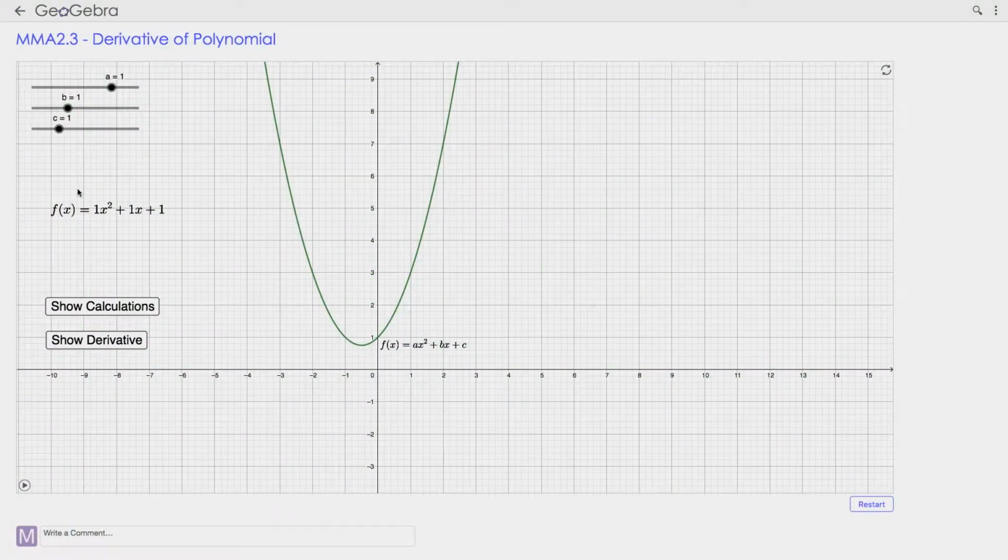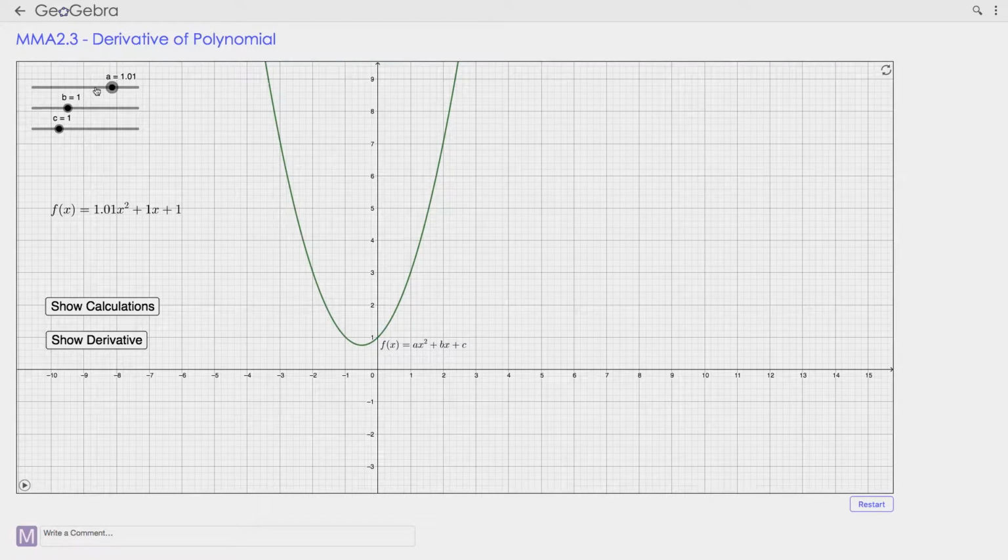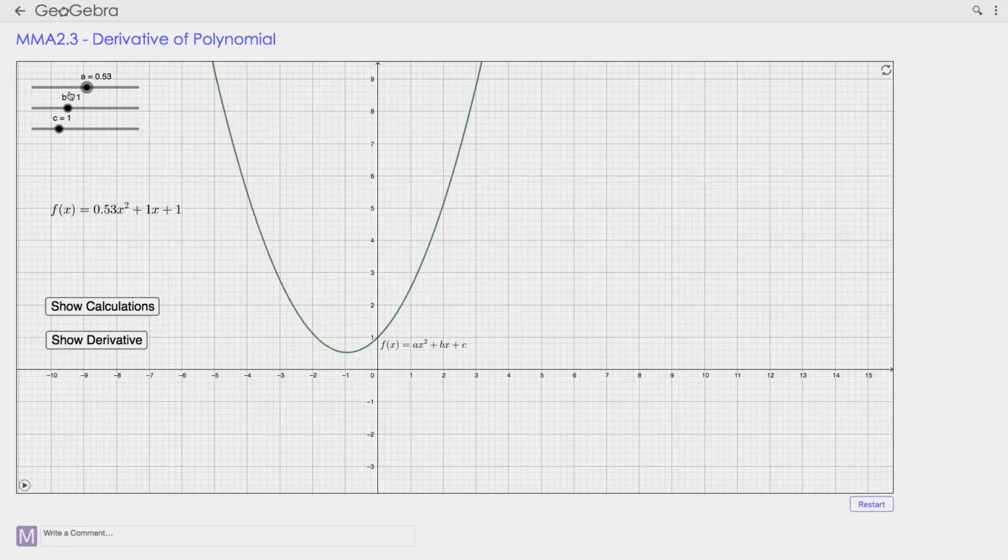Now we take a polynomial. In this case, it's a polynomial of order 2, and we want to find the derivative of this. So a polynomial of order 2 is something of the form f of x equals ax squared plus bx plus c, right?